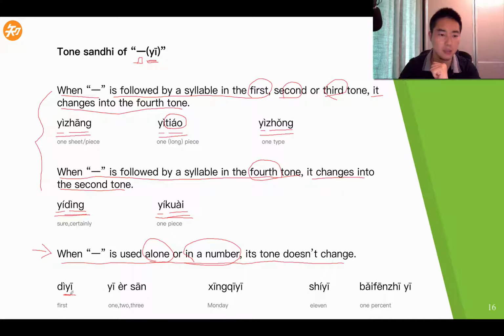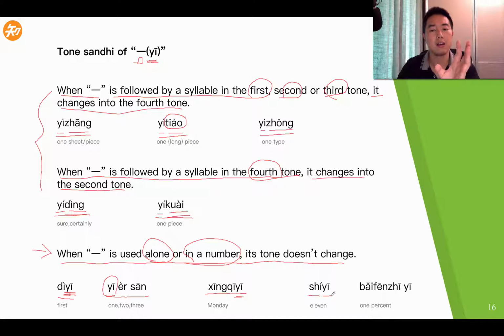Let's take a look at these examples. The first one, 第一, because it is placed after something, so the tone stays the same. The next one, 一二三. This time, 一 stays the same because it indicates a number, means 1. The next one, 星期一, it means Monday, and this time 一 is in the last position, it's after something, so 一 stays the same.